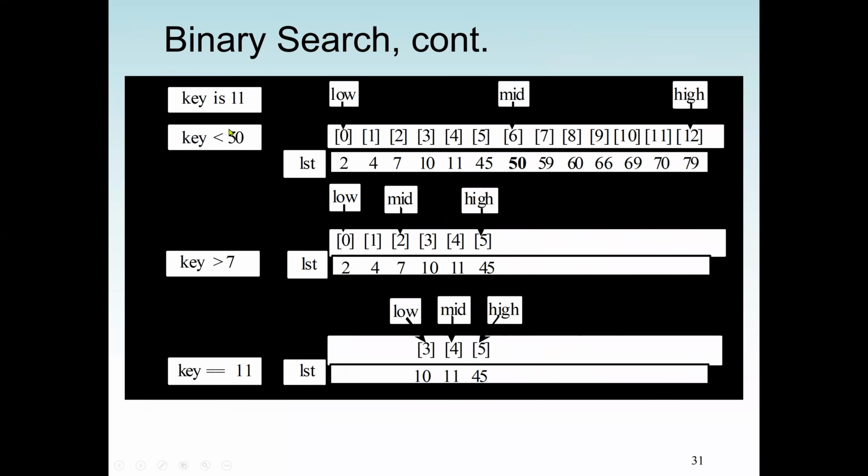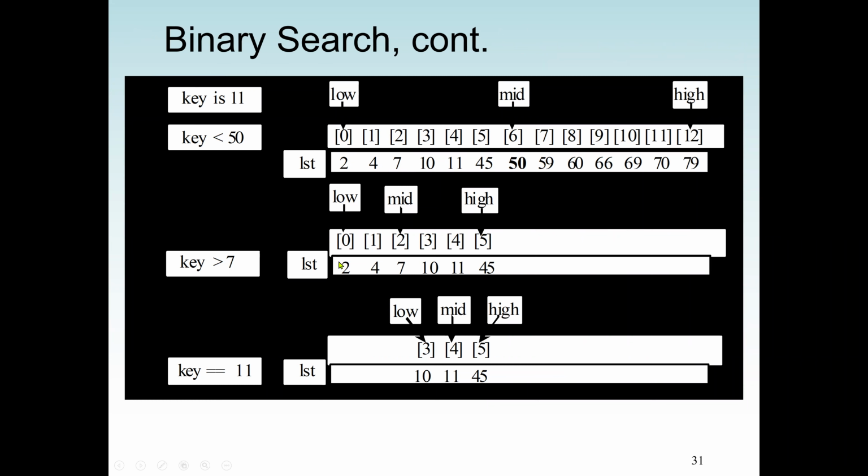So that's the concept here again. We have the key to be 11. So we are looking through this list of items to see if there's 11. So first, we need to know the middle value. The middle value was 50. Since the key is less than 50, we go to the left side, so the half is gone. So these are the remaining.